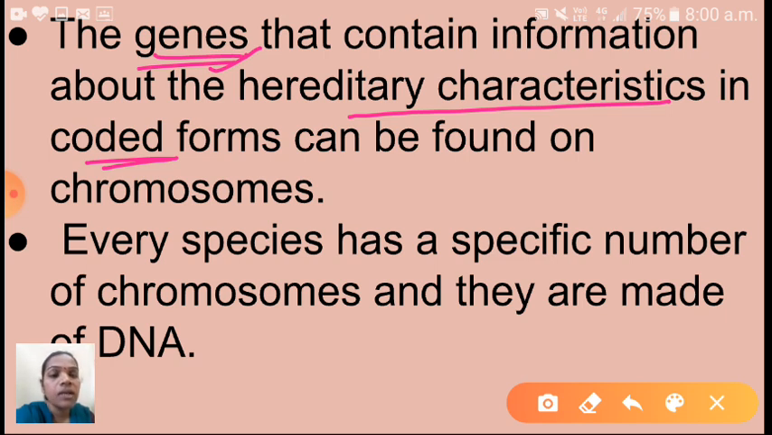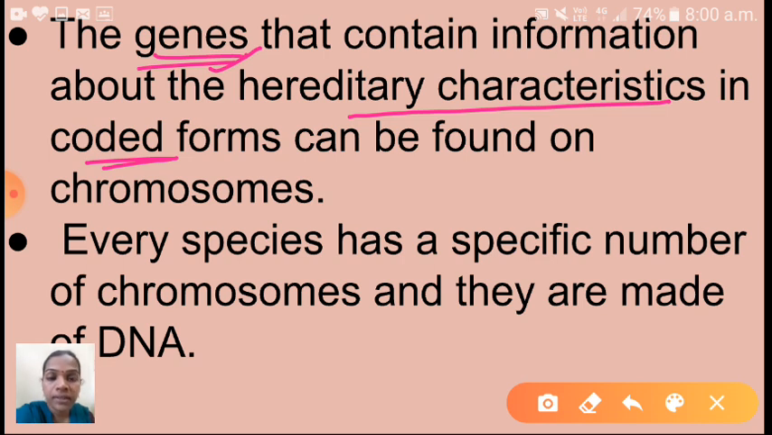Next one is every species has a specific number of chromosomes. So the number of chromosomes might vary from organism to organism. And they are made up of DNA. I already told you the chromosome is made up of DNA. DNA means what, children? Very good. It is a genetic material, deoxyribonucleic acid.